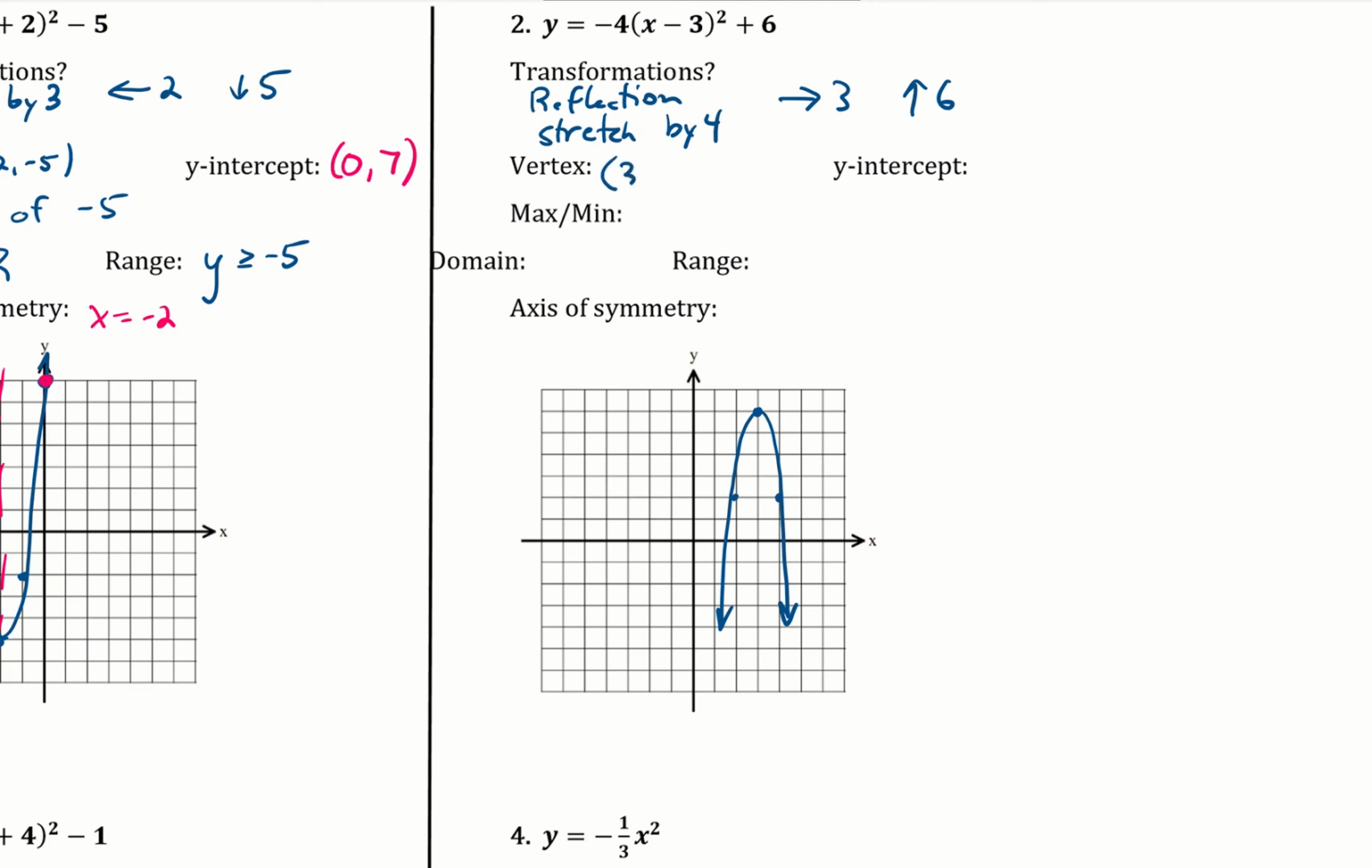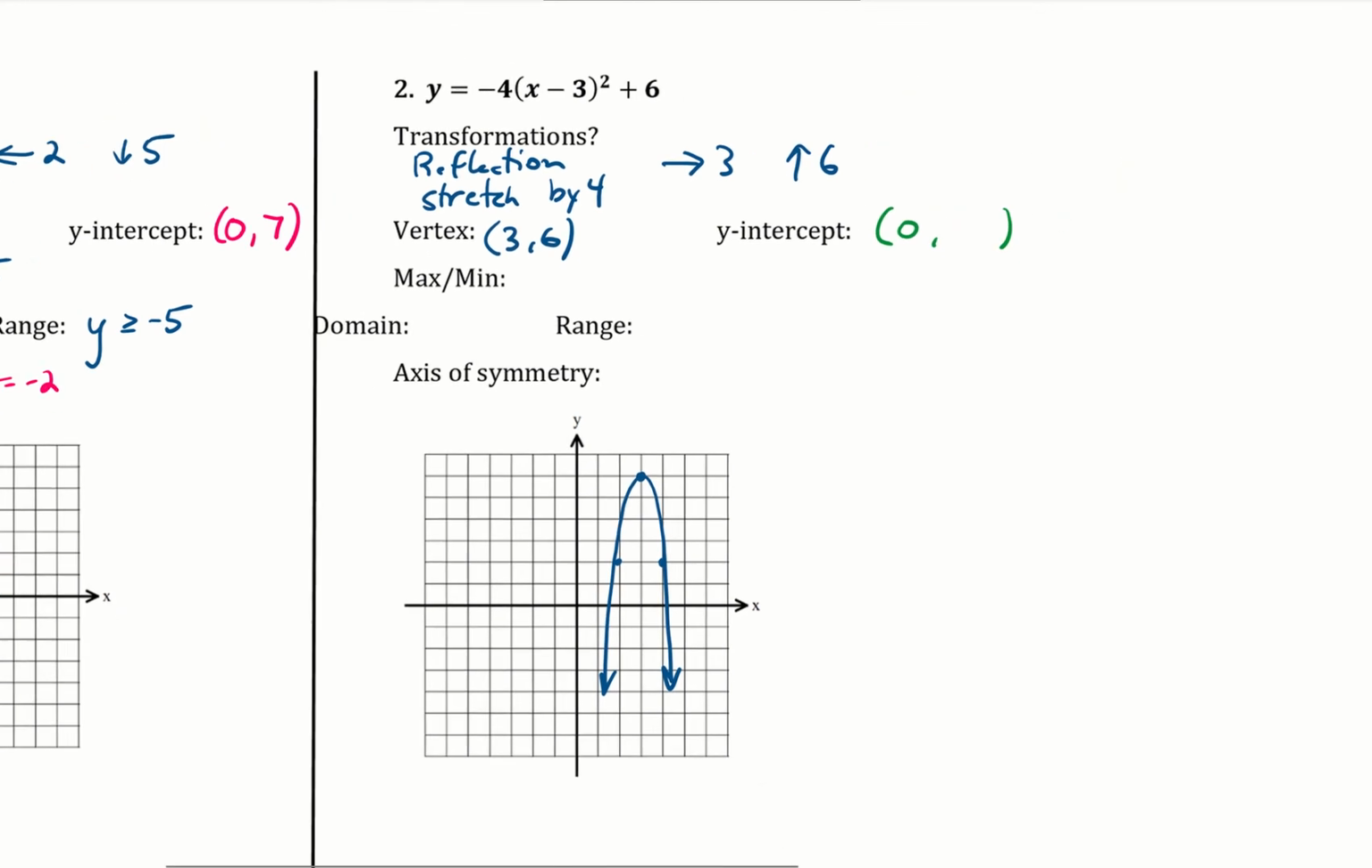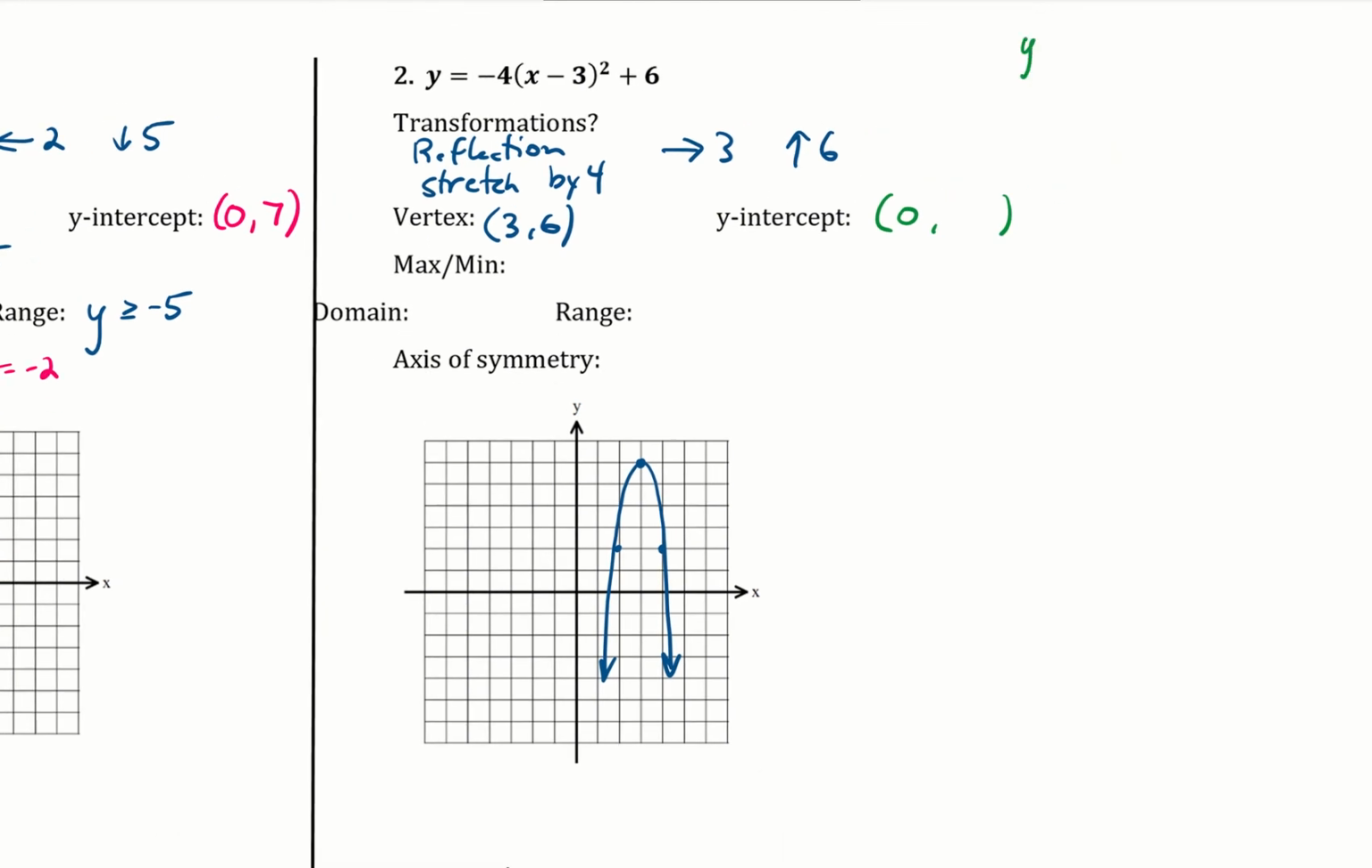We have a vertex, right 3, up 6, so that's 3, 6. Now, our y-intercept in this situation, we don't see it on the graph. So this is when we're going to have to plug in 0 for x. So right up here, I'm going to take my equation, y equals -4, 0 minus 3 squared plus 6. All right, 0 minus 3 is -3. If I square that, I'm going to get 9. And then I'm going to add 6. That's -36 plus 6, which combines to give me -30. So my y-intercept is going to happen at 0, -30.